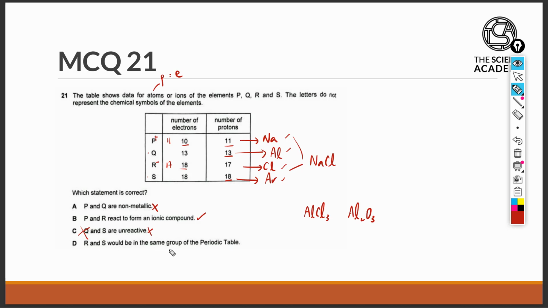D says R and S would be in the same group of the periodic table. R is chlorine, while S is argon. R is going to be found in group 7, while S is going to be found in group 8. Therefore, D is wrong, leaving us with B as the correct answer.